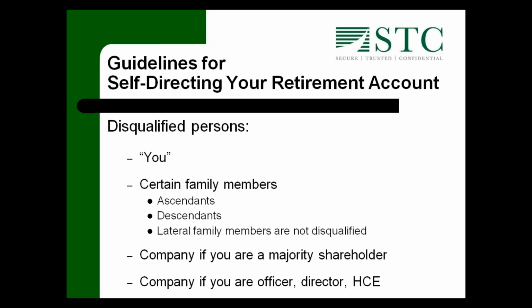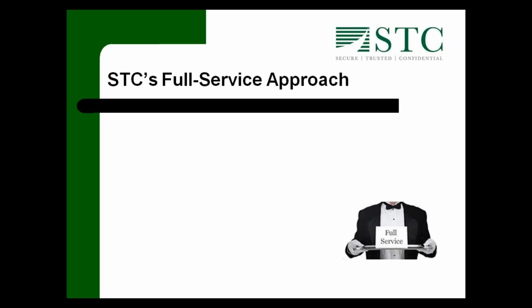There are also two entities that are disqualified persons. Any company, if you're a majority shareholder, and that doesn't mean more than 50%. If there are three parties to the ownership of a company and you own more than 33 1/3%, you are a majority shareholder. Any company, if you are an officer, a director, or a highly compensated employee, is also a disqualified party to your retirement account. So that's something else to keep in mind when you're thinking about who you're going to do transactions with.